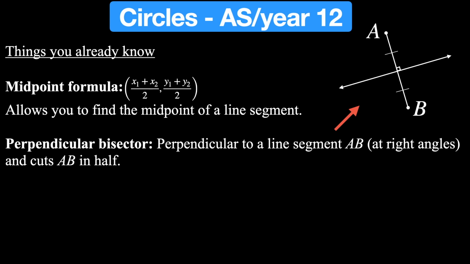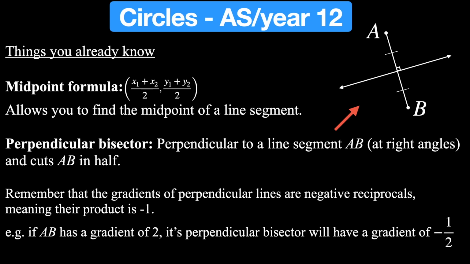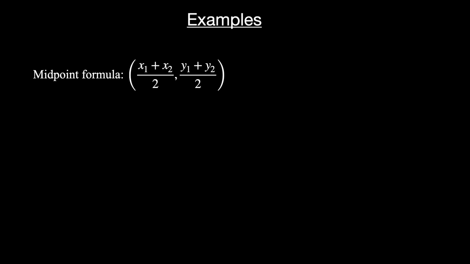So something like this picture here, you can see we have that line segment AB, and this line is the perpendicular bisector. It's at 90 degrees to AB and it cuts AB in half. Something else you need to remember is that the gradients of perpendicular lines are negative reciprocals, meaning their product is -1. So for example, if AB had a gradient of 2, its perpendicular bisector will have a gradient of -1/2. Let's quickly revise these 2 points.